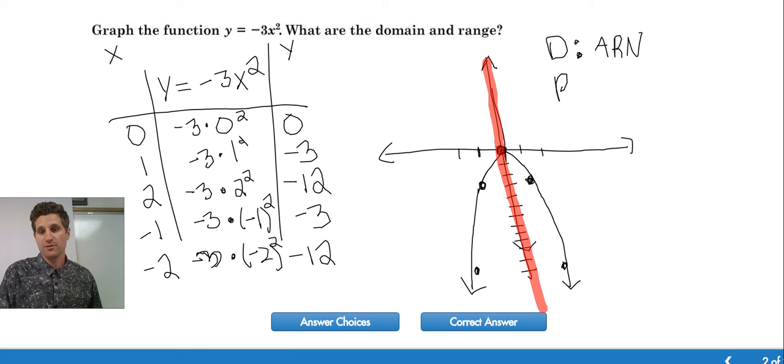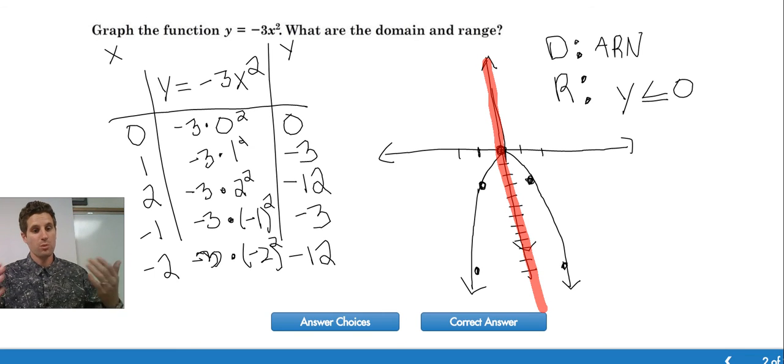The range, however, doesn't go above what? The maximum value is 0 on the y-axis. So my range is going to be anything below 0. So y is going to be less than or equal to 0. So anything below it will be our y value. Okay? All right. Let's see what else we got.